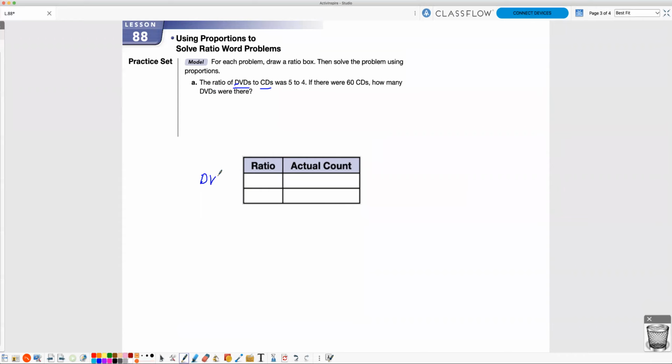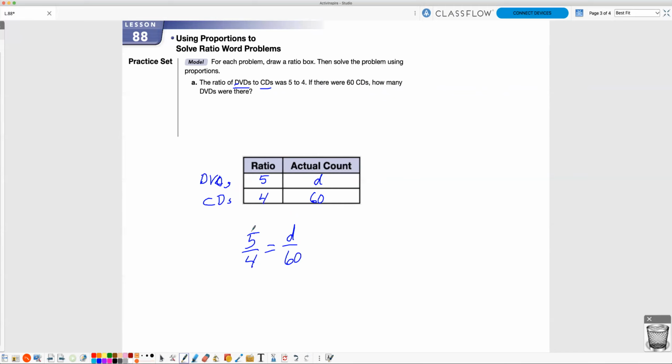So DVDs and then CDs right here. And it goes from 5 to 4. And it says there were 60 actual CDs. So that's this number right here, 60 in the actual count. We don't know how many DVDs there were, so I'm just going to use the letter D for the unknown number of DVDs. Now I can work this out. I have 5 is to 4 as an unknown number of DVDs is to 60 CDs.